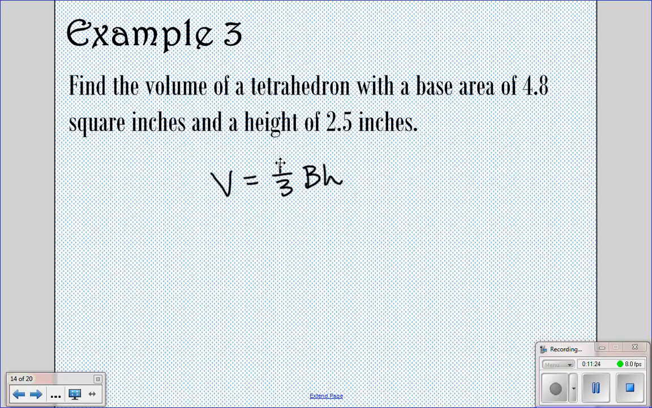So this is our volume formula. 1/3 area of the base times the height. The area of the base is 4.8, and then the height is 2.5. And so then all you have to do is actually multiply that, and you end up getting 4 inches cubed. Okay?